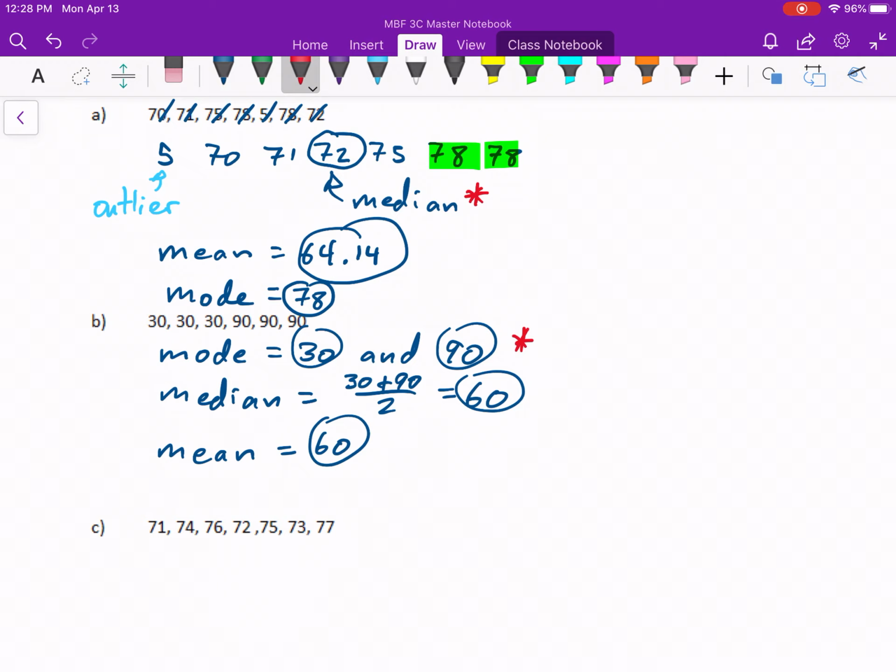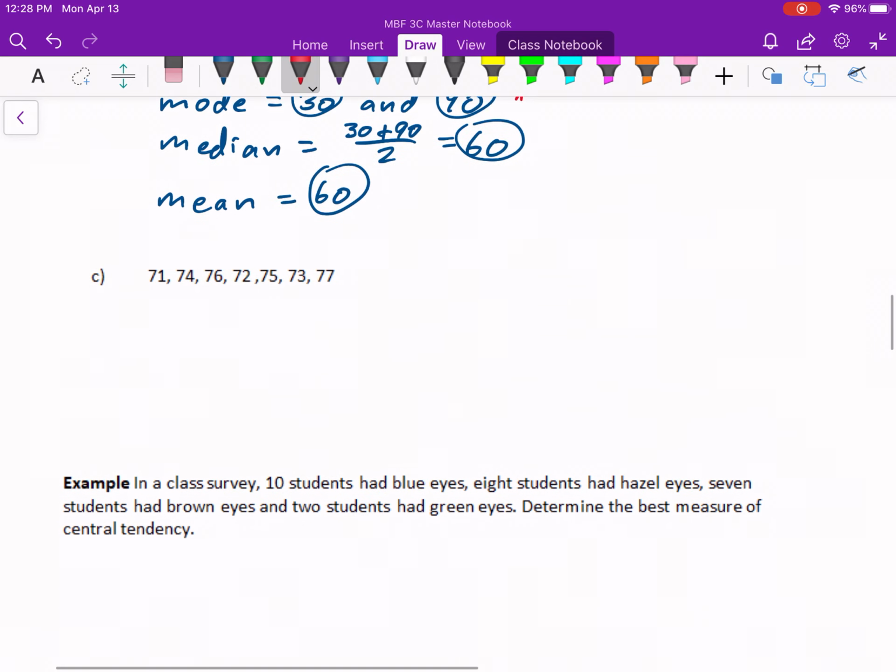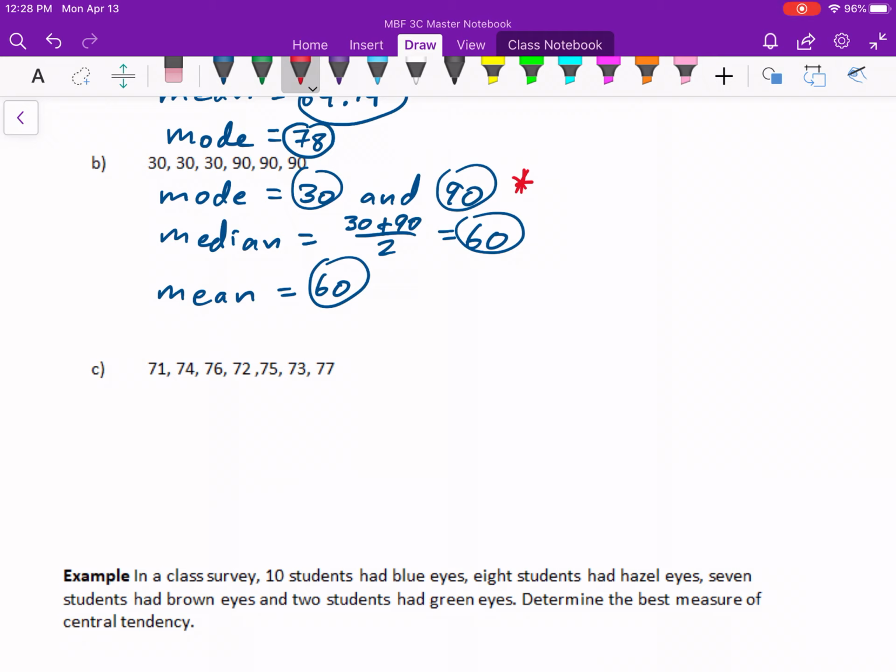All right, the last one. If I take a look at this quickly, I don't see any mode. Oops, let's do it in blue. Mode, none. We can have no mode. There's also no outliers.